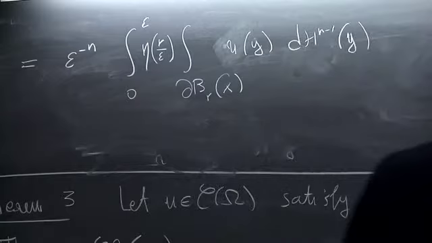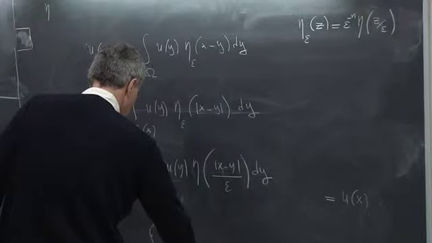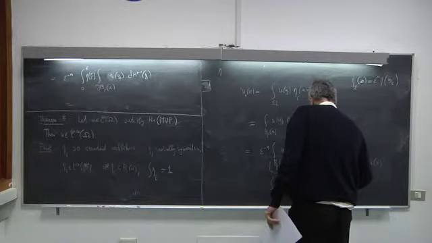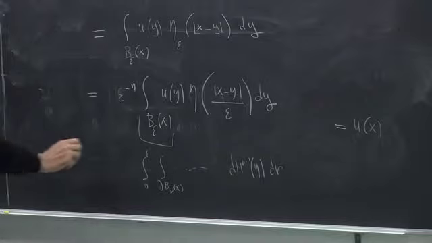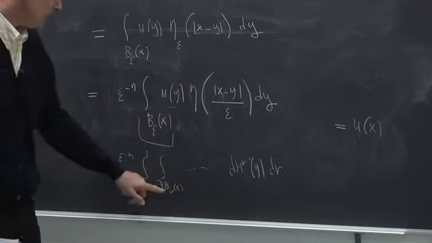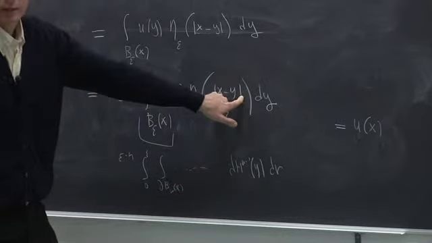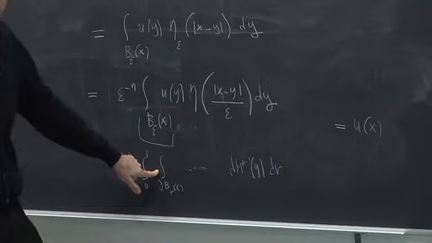So I simply write this integral as the integral from 0 to epsilon, integral of the same quantity, dH n minus 1 of y. Now I observe that when y is on the boundary of this ball, this difference is actually r. Since it is r, it is independent of y, and therefore I can put it outside the inner integral.